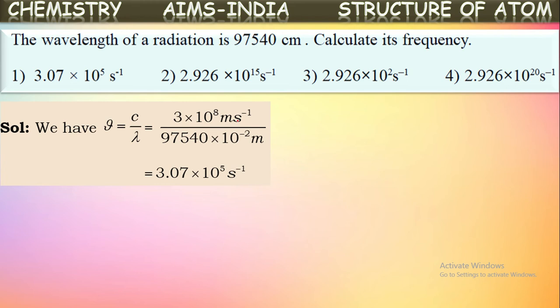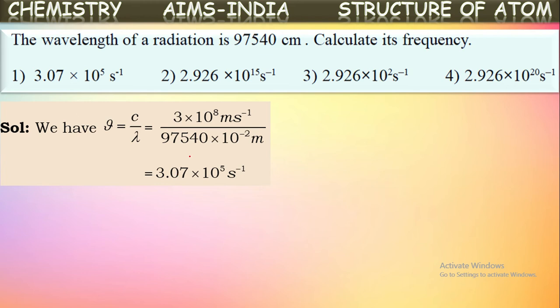But here velocity of light is taken in meters per second. So let us convert this wavelength also into meters. We know 1 centimeter is equal to 10 to the power of minus 2 meters. So to convert this wavelength from centimeters into meters, it should be multiplied with 10 to the power of minus 2. Then it will be in meters. Now, if you simplify this, we get the value as 3.07 into 10 to the power of 5 second inverse. This is the frequency of that radiation.